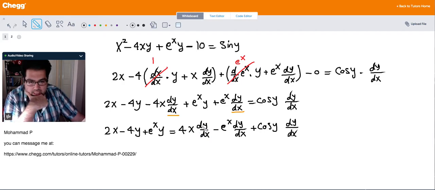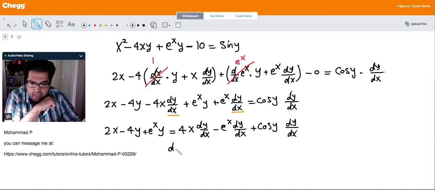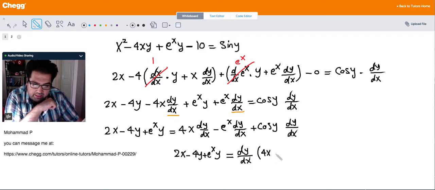Okay. Now, we are trying to solve for dy dx, and here we are going to take dy dx out on the right side. Let me rewrite the left side, 2x minus 4y plus e to the x y. I factor out dy dx on the right, so I get 4x minus e to the x plus cosine y.